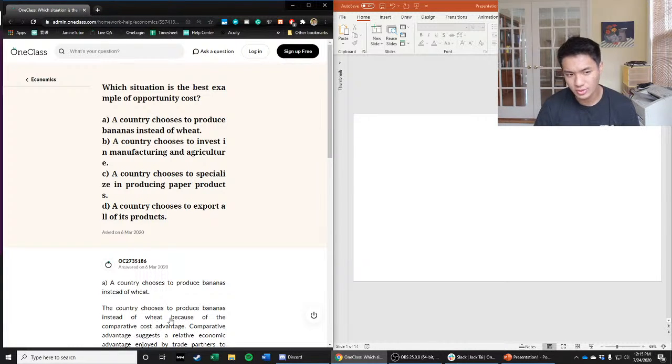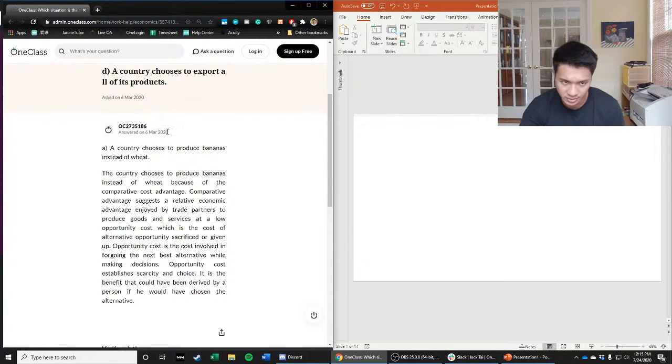C says that a country chooses to specialize in producing paper products, and again, we don't know what the trade-off is here. We don't know what the country could have specialized in instead of paper products, and so we're just not really seeing explicitly the opportunity cost that we see in choice A. And finally D, a country chooses to export all of its products, and that's more so a trade decision. It does not seem to really go into this decision-making process, and doesn't have that trade-off element either. So A is still going to be our best answer here. I'm going to go with that as the correct answer for this question.